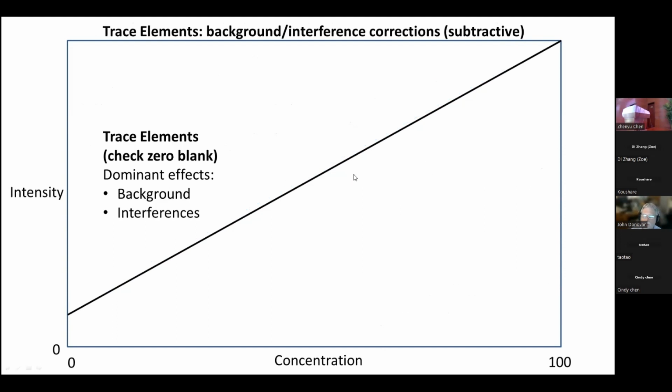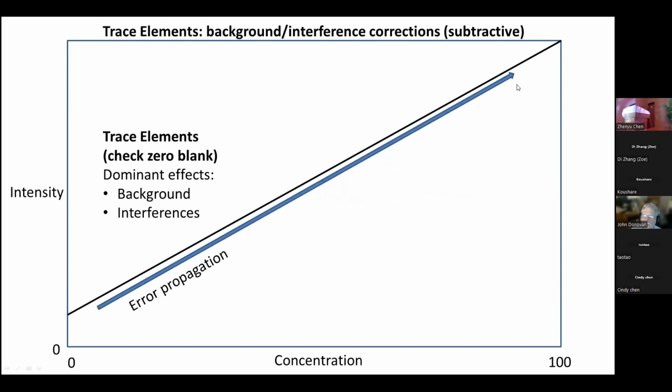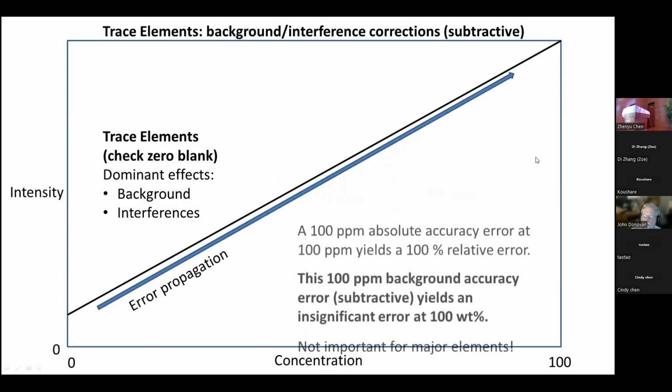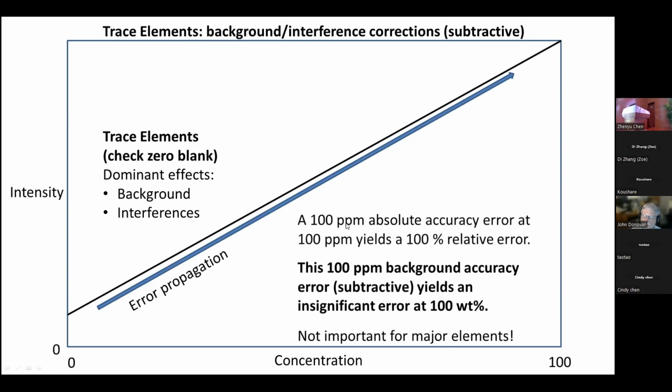For trace elements, though, it's a subtractive correction. The relative size doesn't change, I should say the absolute error doesn't change. If we have a 100 ppm error at zero concentration in our background correction, we're going to have only a 100 ppm error still at the major element. So this is insignificant when we're measuring major elements.